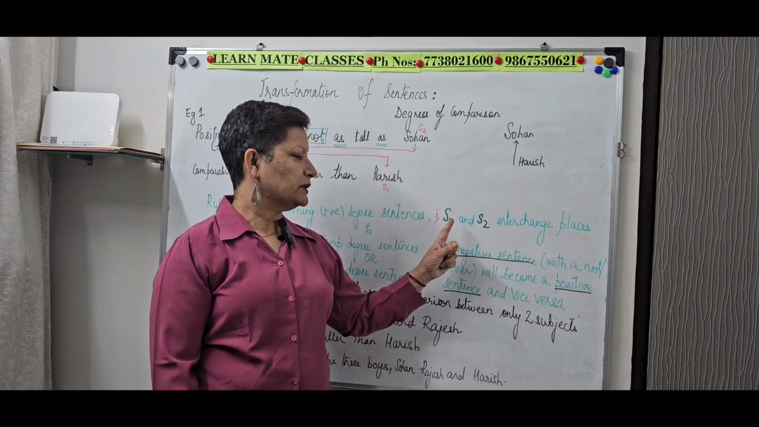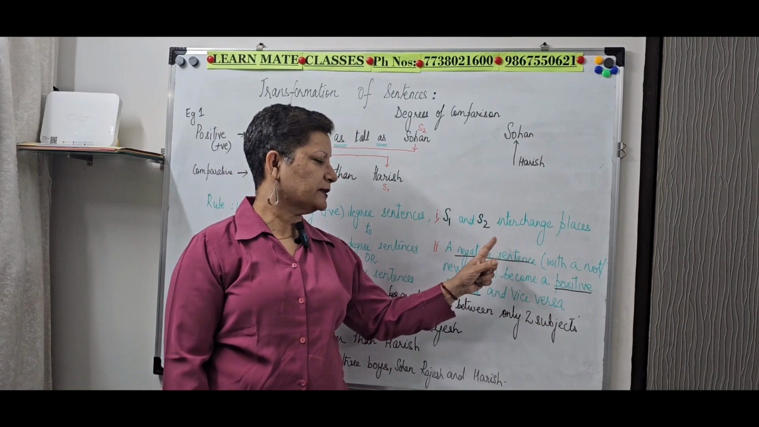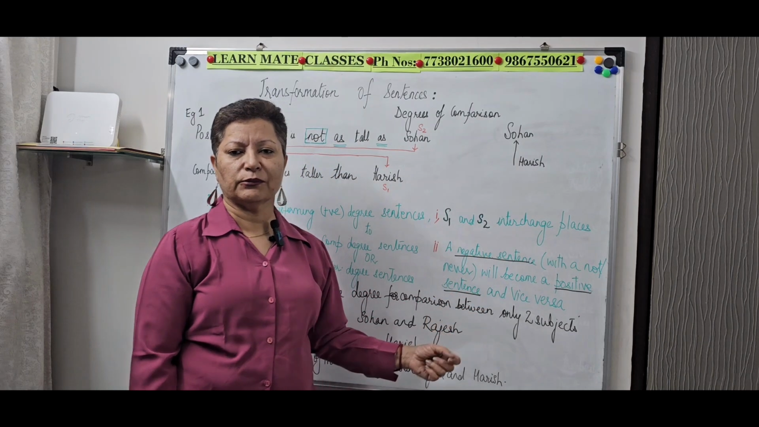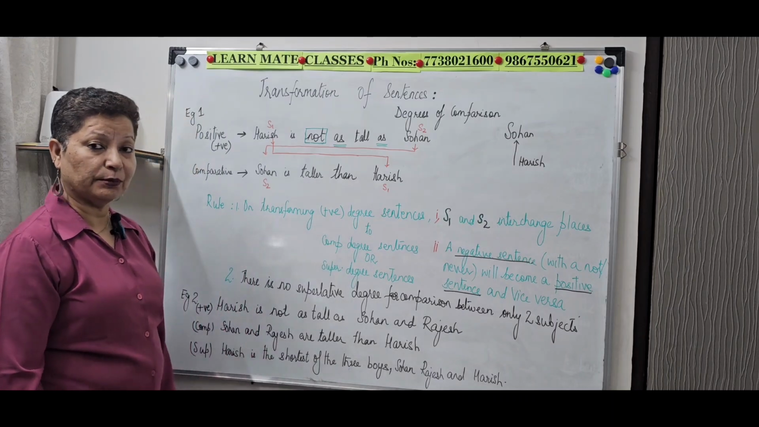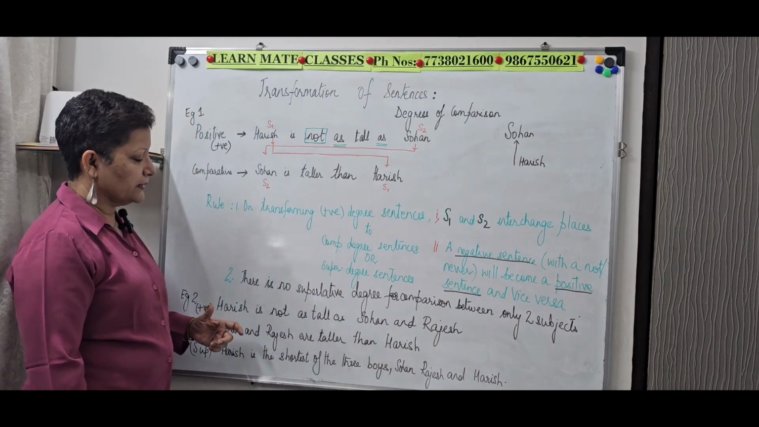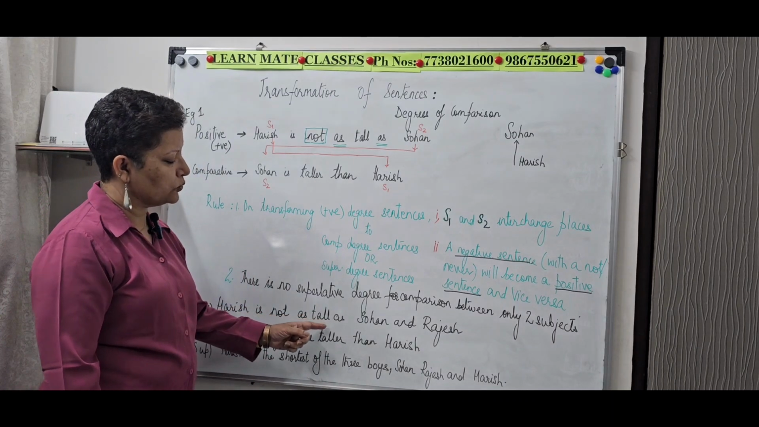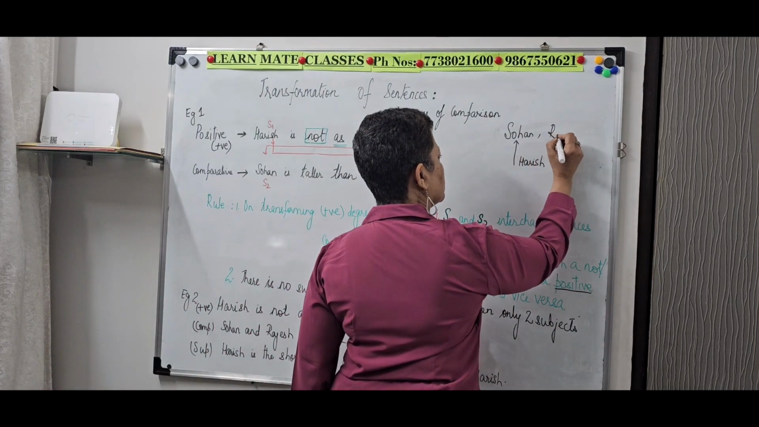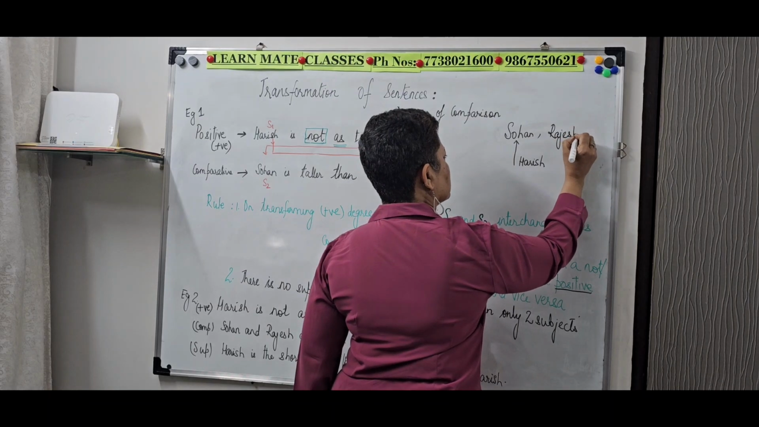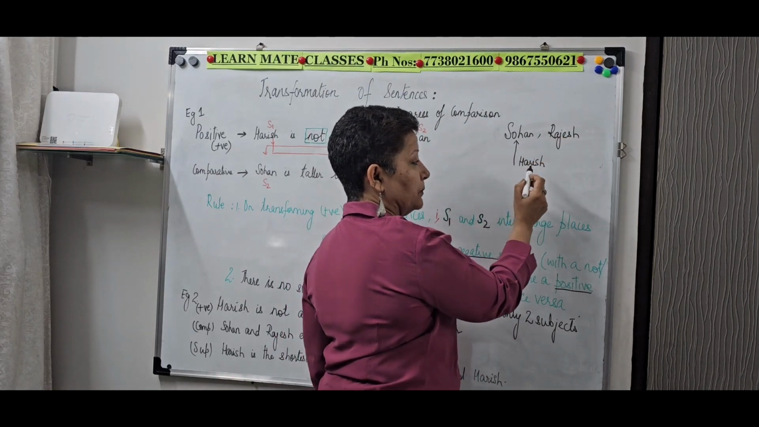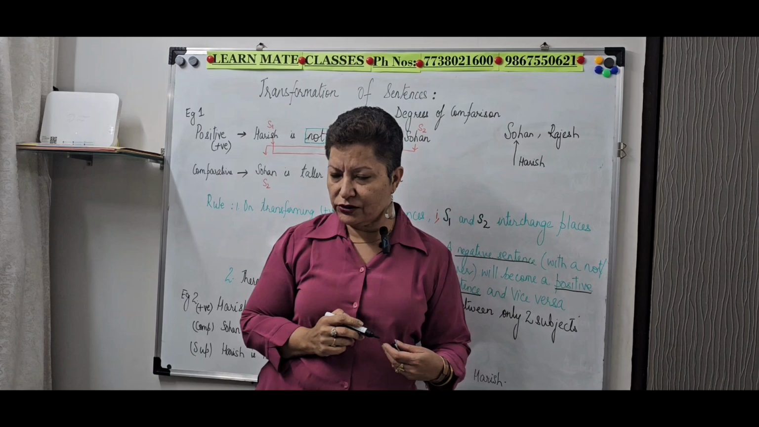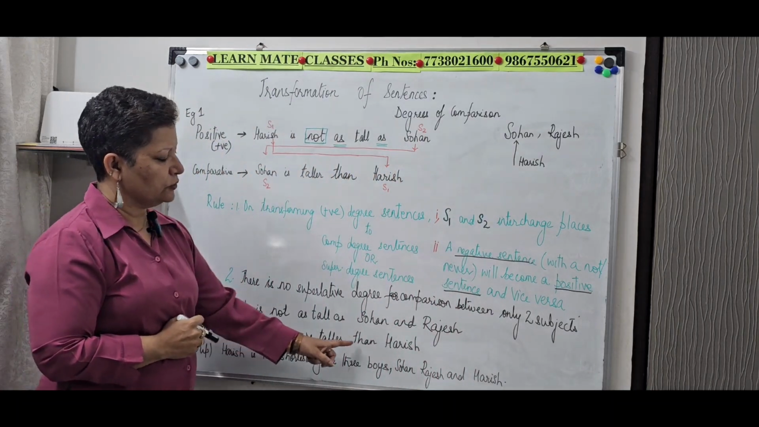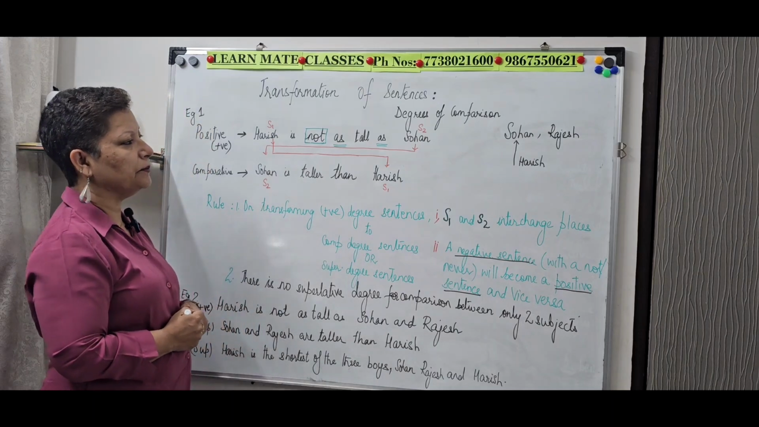Okay, so my three rules: S1 and S2 interchange places, a negative sentence becomes a positive, no superlative when only two subjects are being compared. Let's have a look at example 2. It is a kind of a similar sentence. Harish is not as tall as Sohan and Rajesh. So Sohan is also here and Rajesh is also here. So can you understand that both these boys are taller than Harish? So let's try and write a sentence meaning that Sohan and Rajesh are taller than Harish. So this was a comparative.